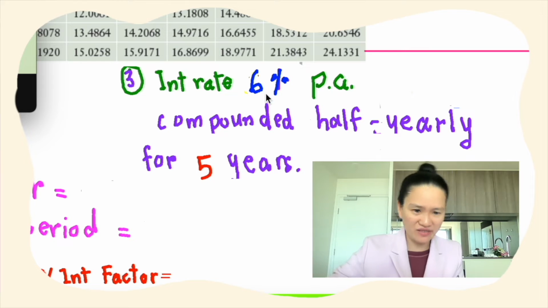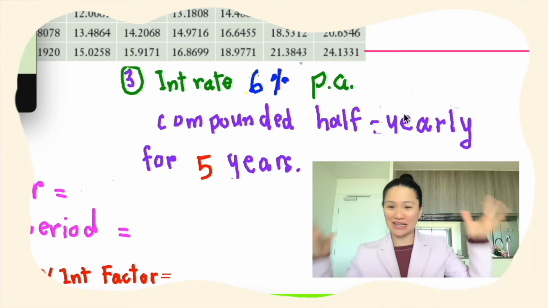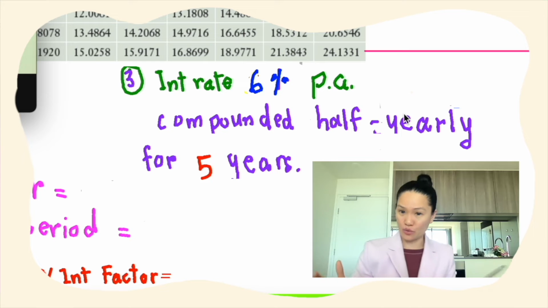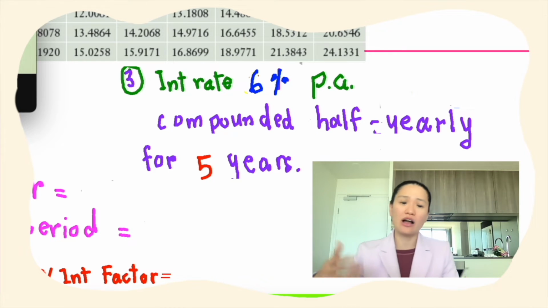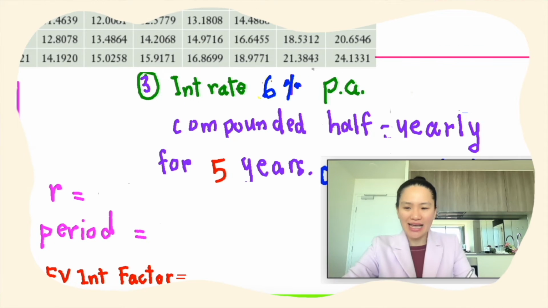The interest rate is 6% per annum, per year, but it's compounded half yearly. What does it mean, compounded half yearly? It means in 1 year you compound twice. You compound at half a year and another half a year, for 5 years. Let's find out the answer. Again, guys, look at this one step by step.